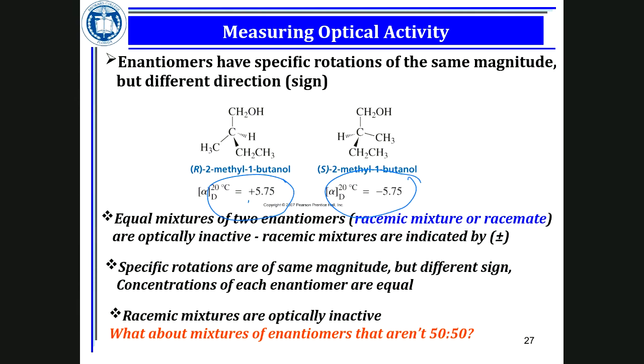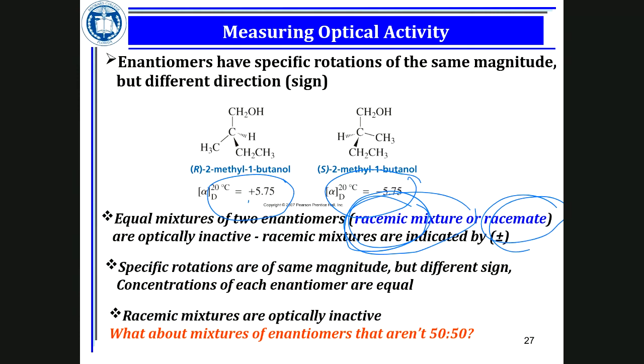If you have a 50-50 mixture, that mixture is called a racemic mixture, or racemate. Racemic mixture means it is optically inactive. Even though you have a chiral carbon, a chiral compound, since it's a 50-50 mixture, it's going to have 0 optical activity. So there are a limited number of compounds that have optical activity. Those compounds are chiral, and they are not a 50-50 mixture.